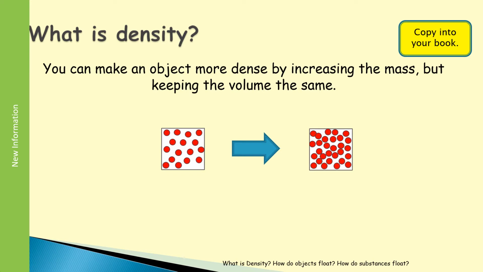Materials that are more dense have more mass in the same volume. In this diagram, the cubes are the same size, but the one on the right has a lot more particles squashed into the same volume, so its density is greater.